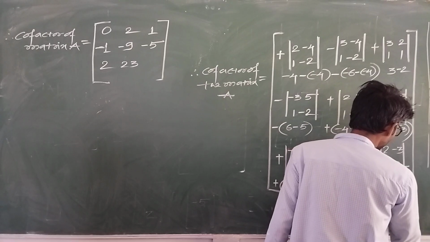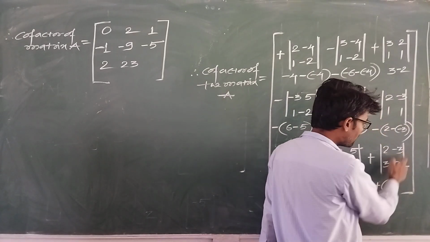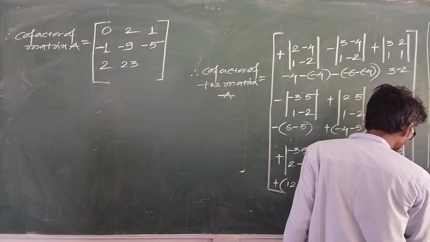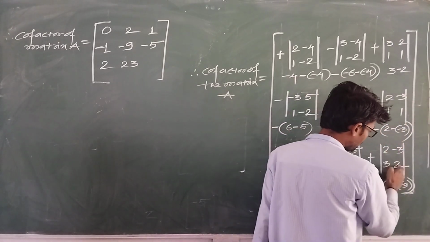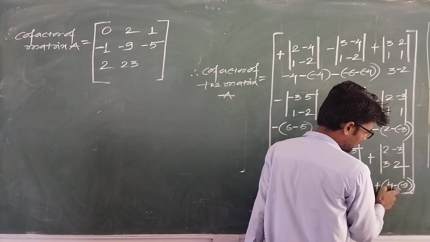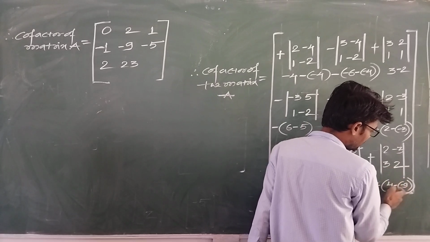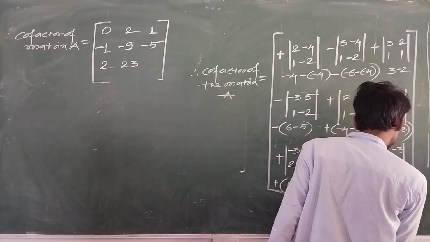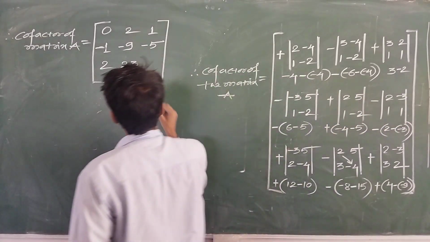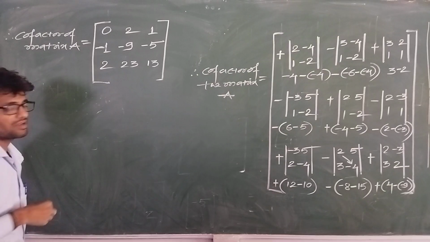Next, plus you write. 2 to the 4 you write, minus you write. Next, 3 into minus 3 is minus 9, you write minus 9. See, once again 2 to the 4 and minus will come. Next, minus 3 into 3 is minus 9. Minus into minus 9 is plus 9, plus 9 plus 4 is 13. So this is a cofactor of matrix A.